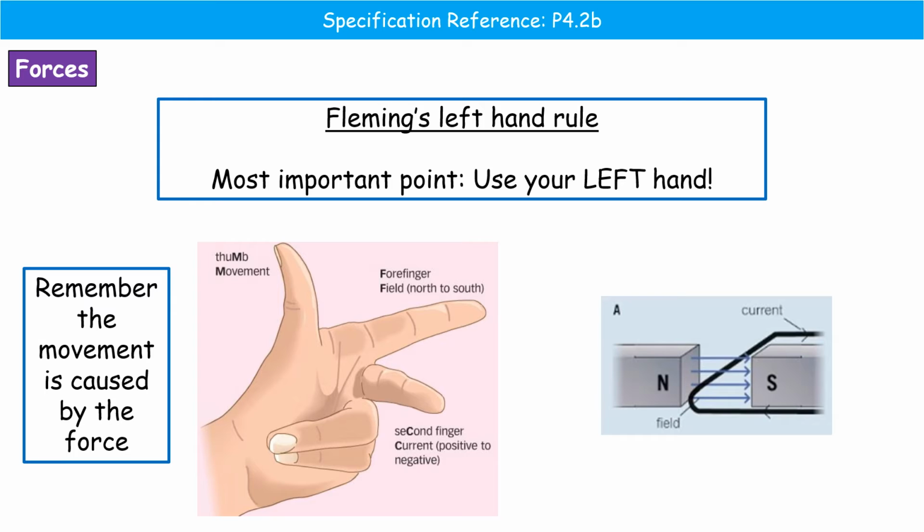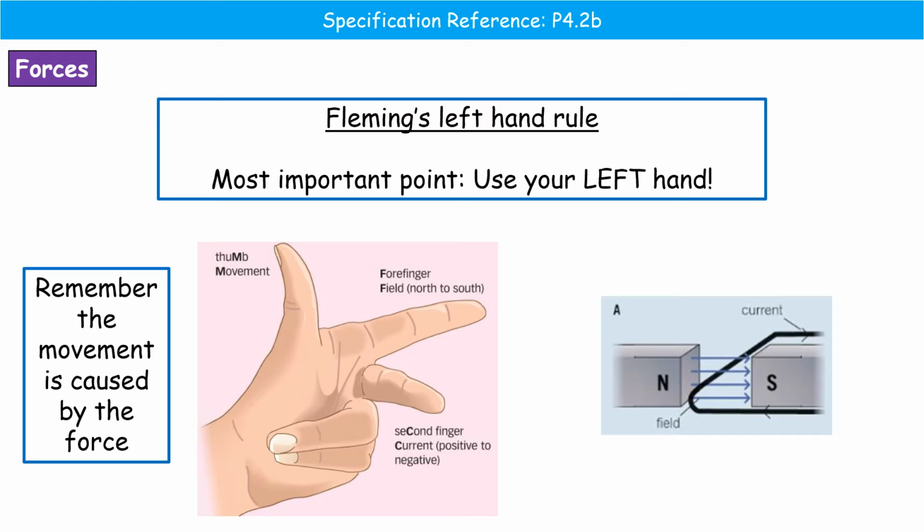In order to work out the direction of the force that acts on a wire in a magnetic field, we use Fleming's left-hand rule. So you need to set your hand out like the lovely picture there shows us. Your thumb is going to be the direction that the wire is going to move in. Your first finger is going to be pointing the field, so north to south, the palm of your hand being north, the tip of your finger being south. And your second finger is the direction of the current. So you've got to point in the direction the current is going.